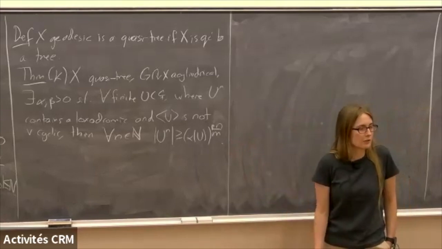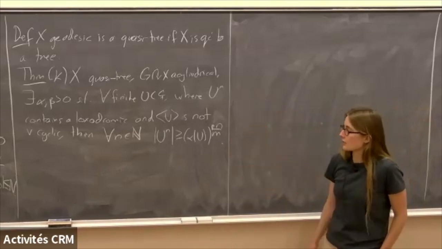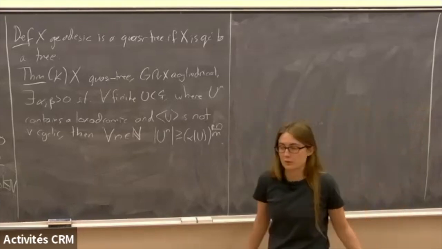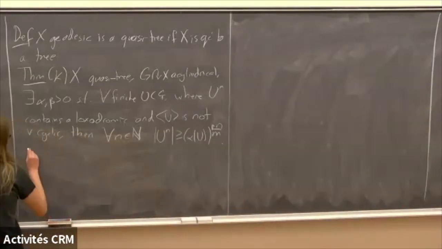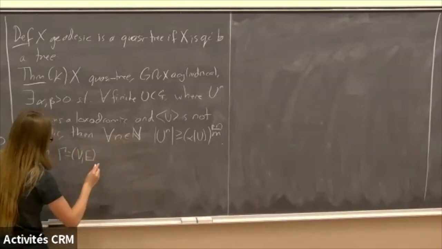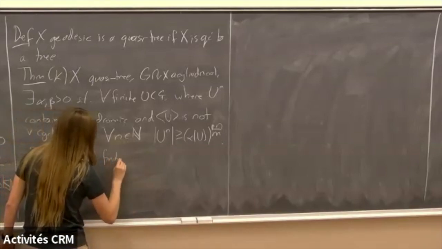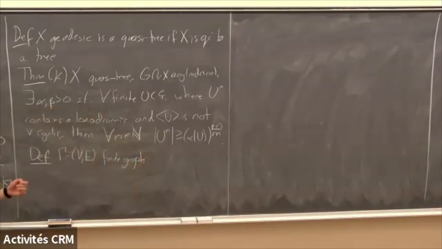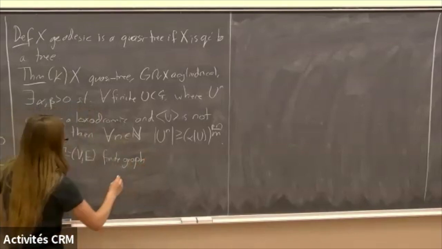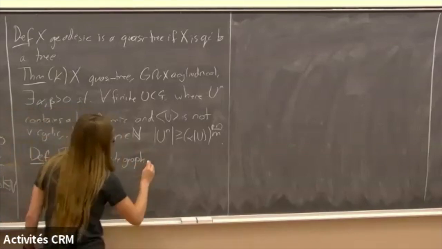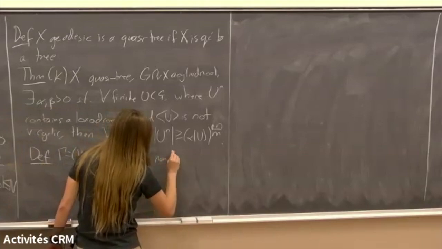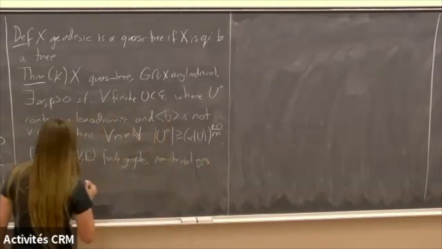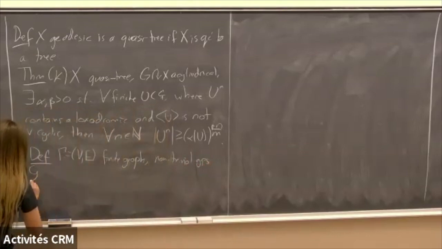Okay, so what we want is to work in an example of a group which we know has such an action on a quasi-tree. And one known example of this is graph products. These I will also define. So we take a finite graph. Throughout, V will always be the vertices, E will always be the edges. And then we take some non-trivial groups. These are our vertex groups.